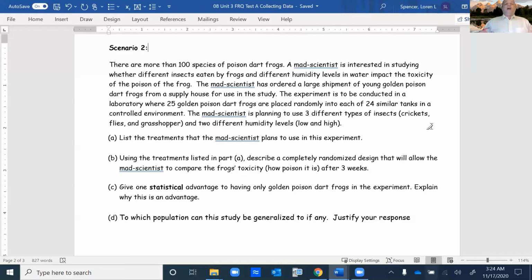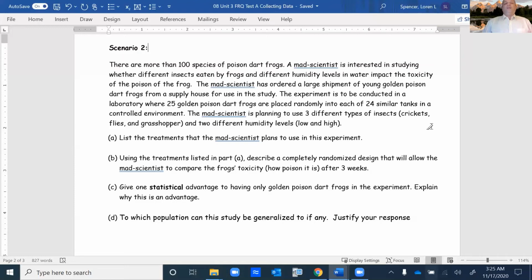The advantage is I've controlled for differences between the frogs, different types of poison dart frogs. One poison dart frog might react differently to a diet or humidity than the other. So here I've actually narrowed it down and controlled for an outside variable by limiting it to the golden poison dart frogs. That's the advantage. The disadvantages of which it mentioned in the next part.